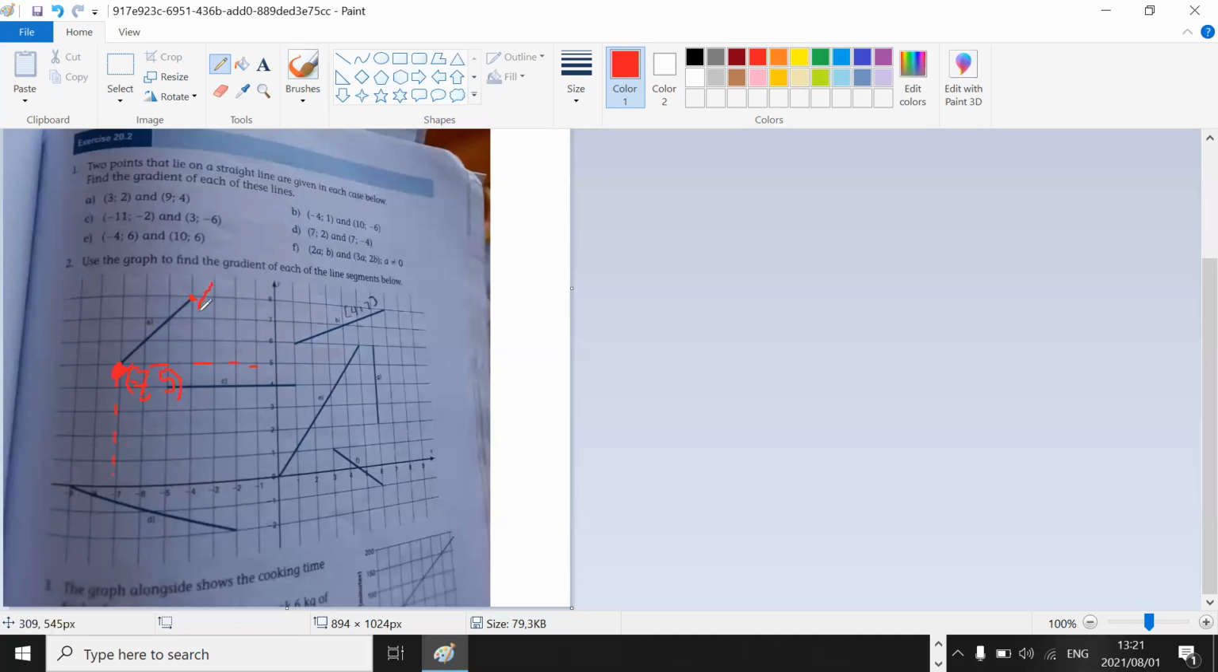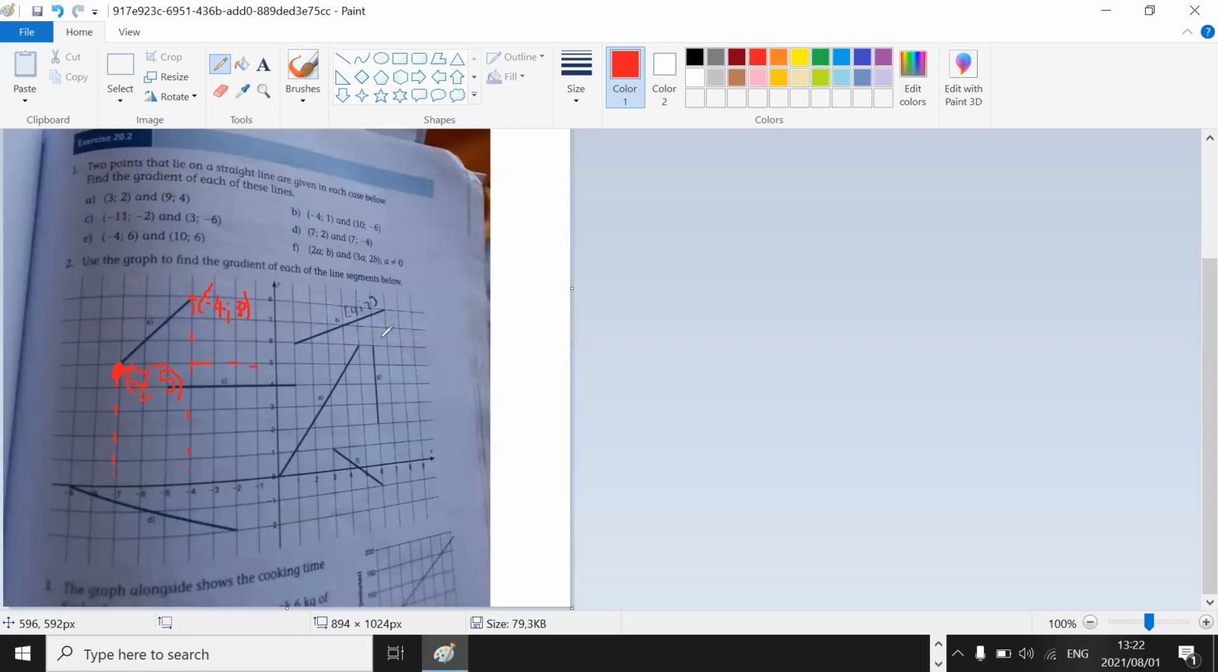Let's do the same with the second point. Let's check the x value on this point, which is the end point. It aligns to the x value, which is equal to -4. Yes, it's -4 in this case. And then the y value is aligned to +8. And that's how you find the 2 points. With these points, we can get the gradient.